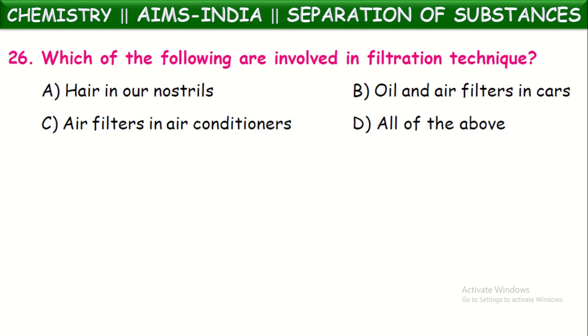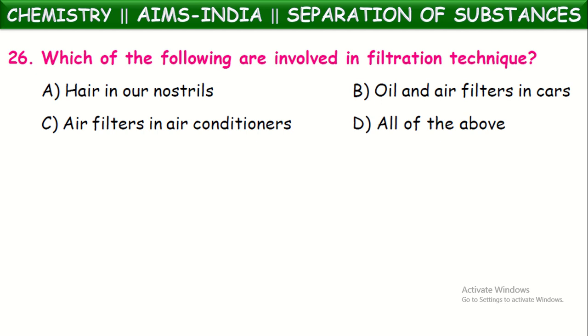Right? Next one. Which of the following are involved in the filtration technique? What happens in the filtration technique? An insoluble solid substance is separated from a liquid component. Where is it? Hair in our nostrils. Yes, hair in our nostrils filters the dust particles present in the air which we inhale. That is needed actually.